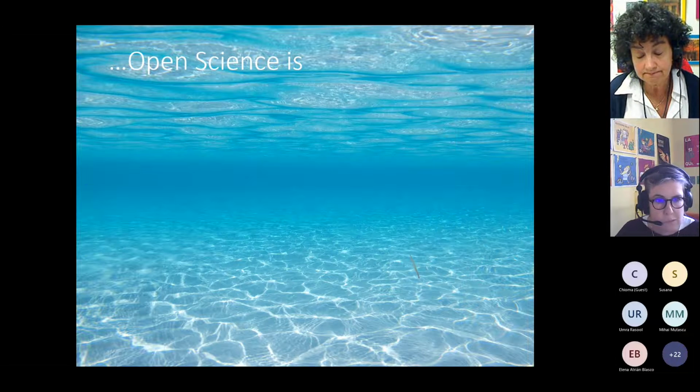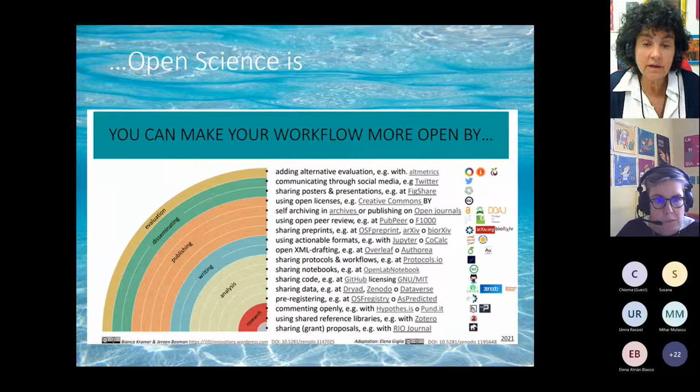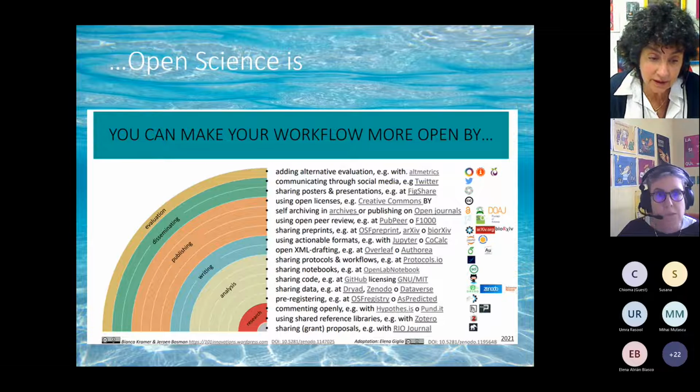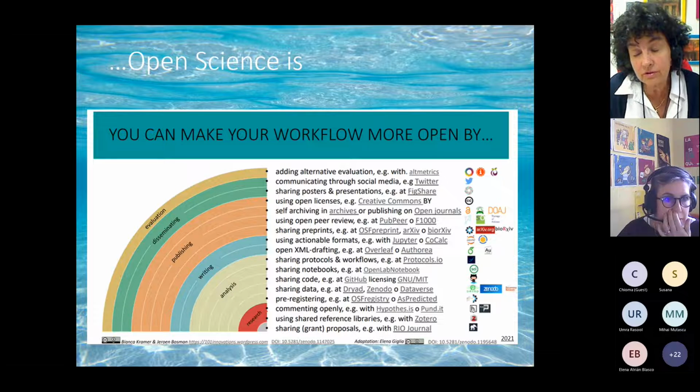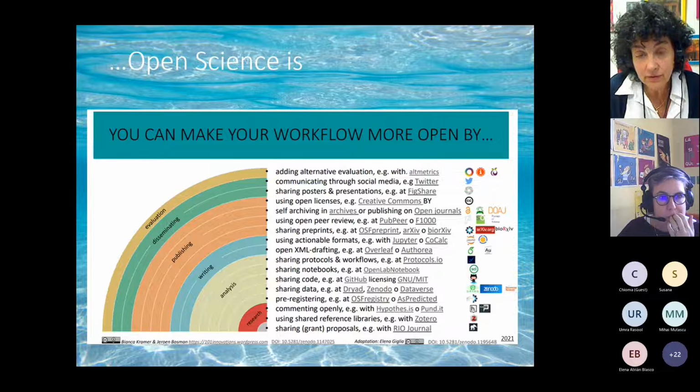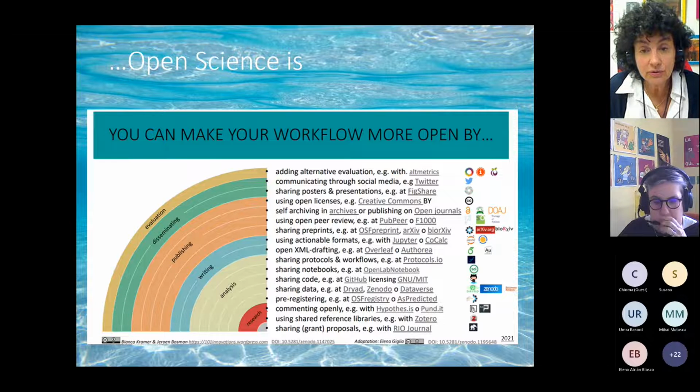This is the rainbow of open science created by Bianca Kramer and Jeroen Bosman at Utrecht University. Basically, what you have to do in Horizon Europe is to adopt all these practices, or I would say the more the better, in your research, because you will be evaluated also on that.